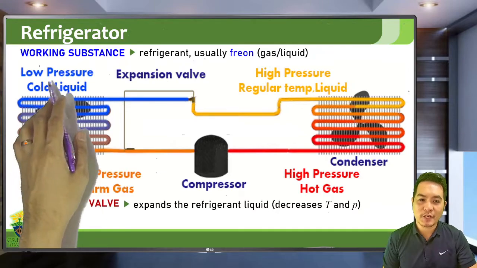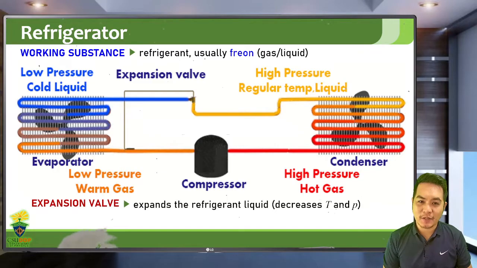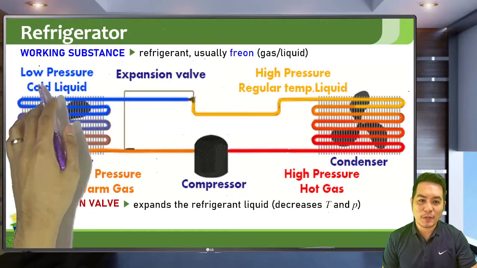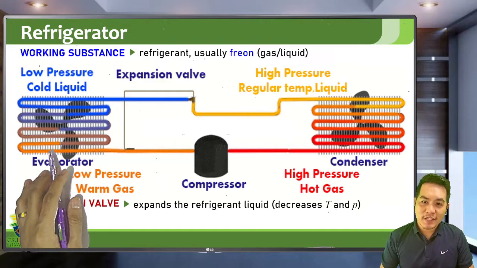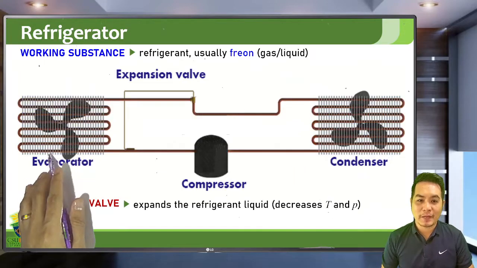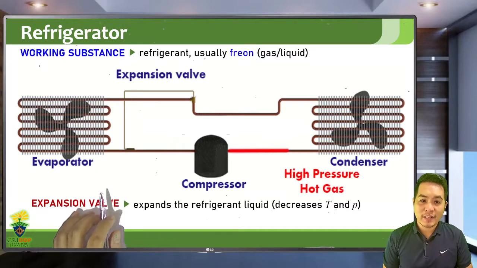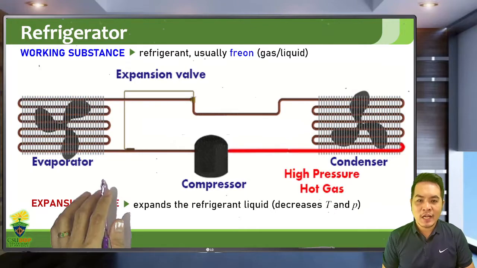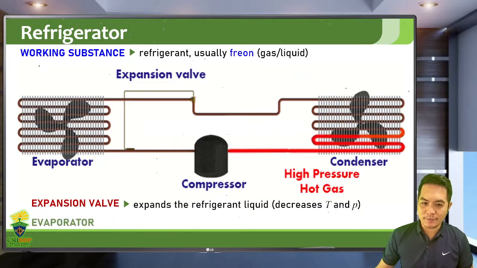When the low pressure cold liquid absorbs this heat from the food that you place inside the refrigerator, it will evaporate. That's the reason why they're called evaporator coils. The refrigerant now becomes a gas. From originally a freon liquid, it now becomes a freon gas. It's now a low pressure but warm, higher temperature gas. It has absorbed heat. Then the refrigerant goes to a compressor.